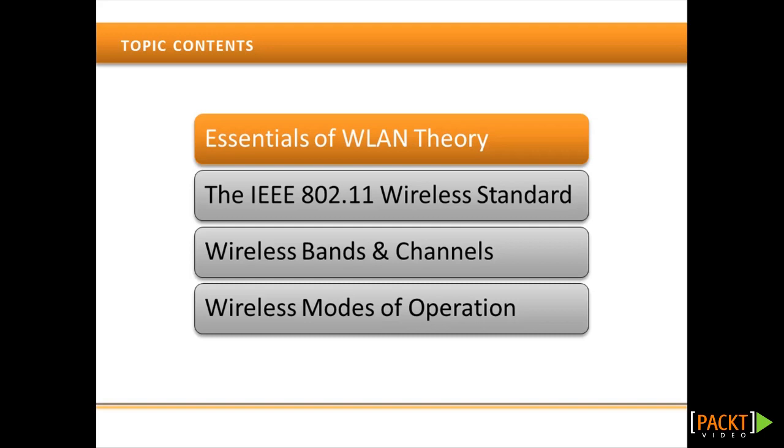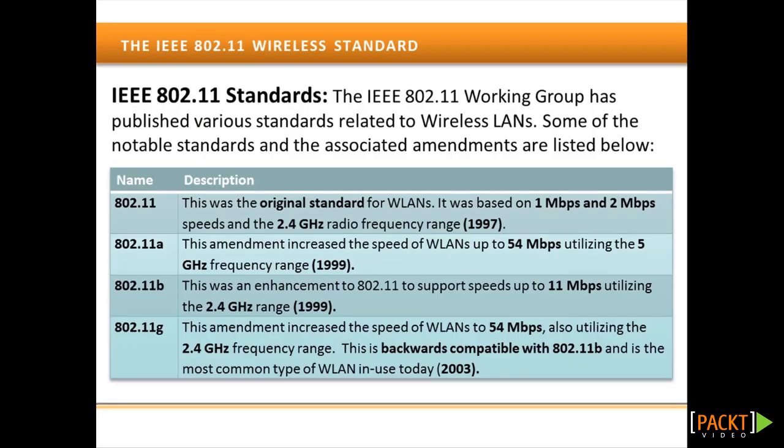The IEEE 802.11 Working Group has published various standards related to wireless LANs. Some of the notable standards and the associated amendments are listed below. First is the 802.11 standard. This is the original standard for WLANs. It was based on 1 Mbps and 2 Mbps speeds in the 2.4 GHz radio frequency range. Next is the 802.11a standard, which was released in 1999. It increased the speed of WLANs up to 54 Mbps, utilizing the 5 GHz frequency range.